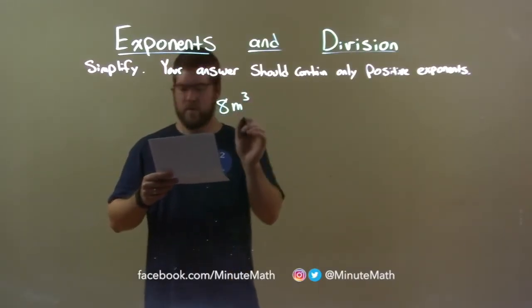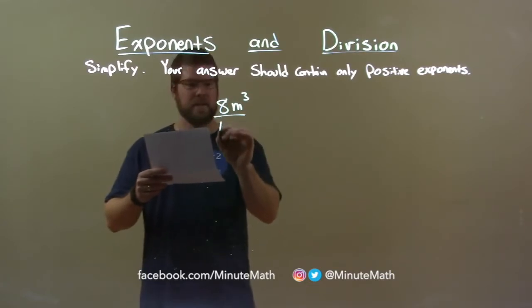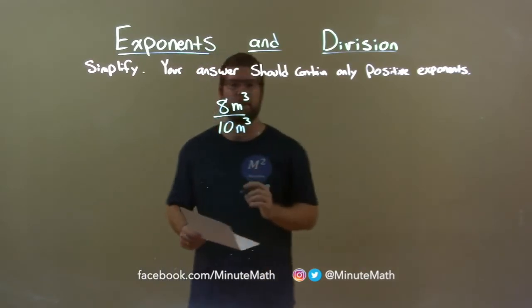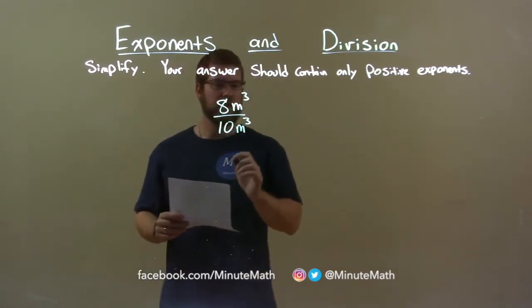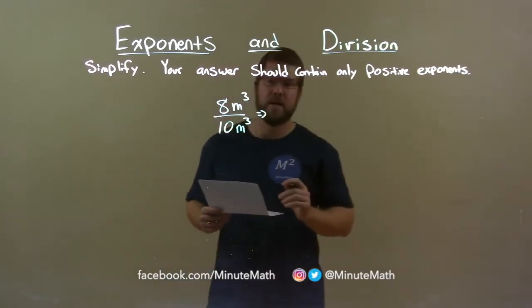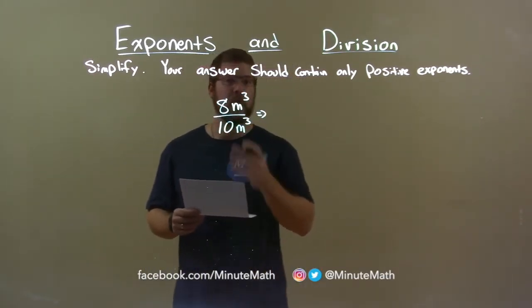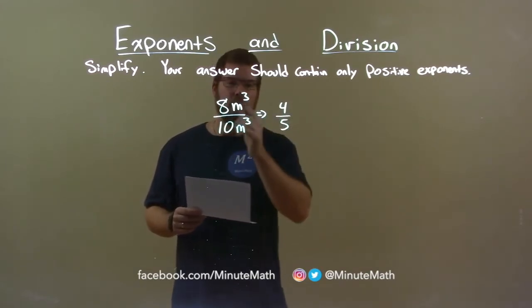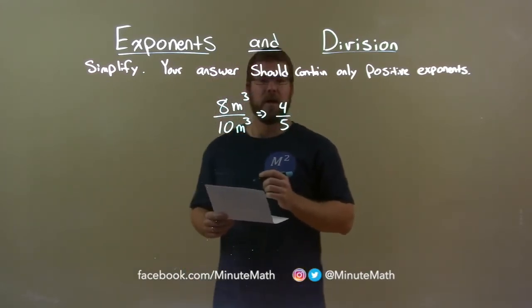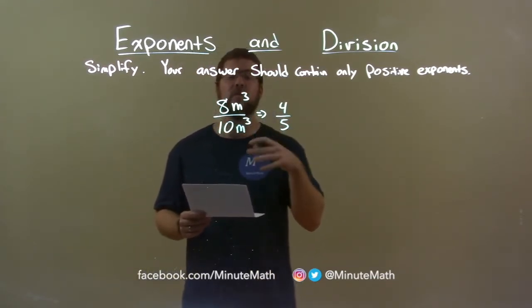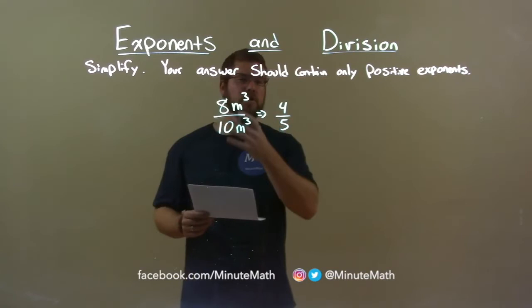8m to the 3rd power over 10m to the 3rd power. Well, this one's kind of tricky. Let's look at the coefficients. 8 divided by 10. Both are divisible by 2, so we can simplify that to be 4 fifths. Now we have m to the 3rd divided by m to the 3rd. We know anything divided by itself is always going to be 1.